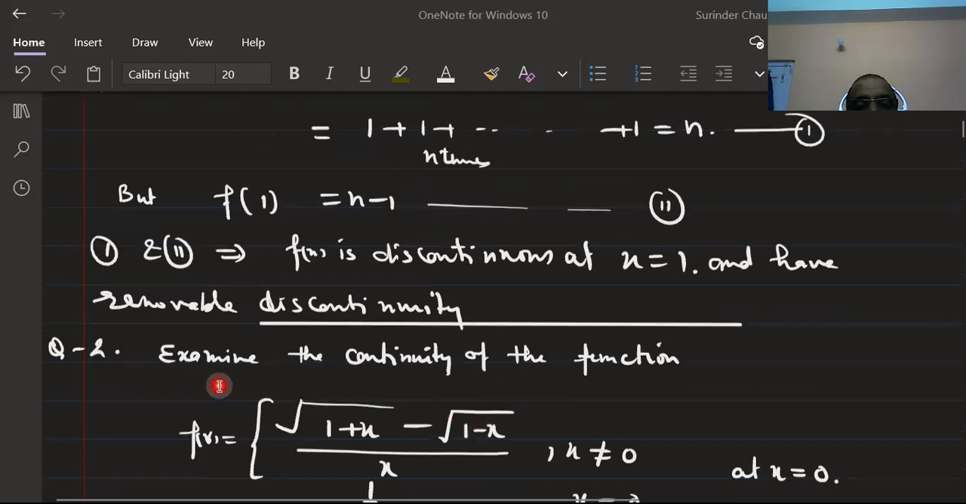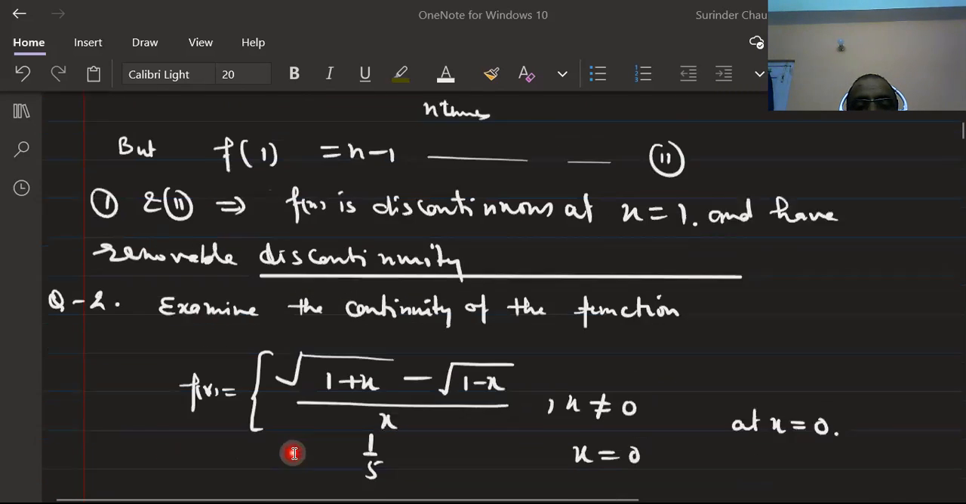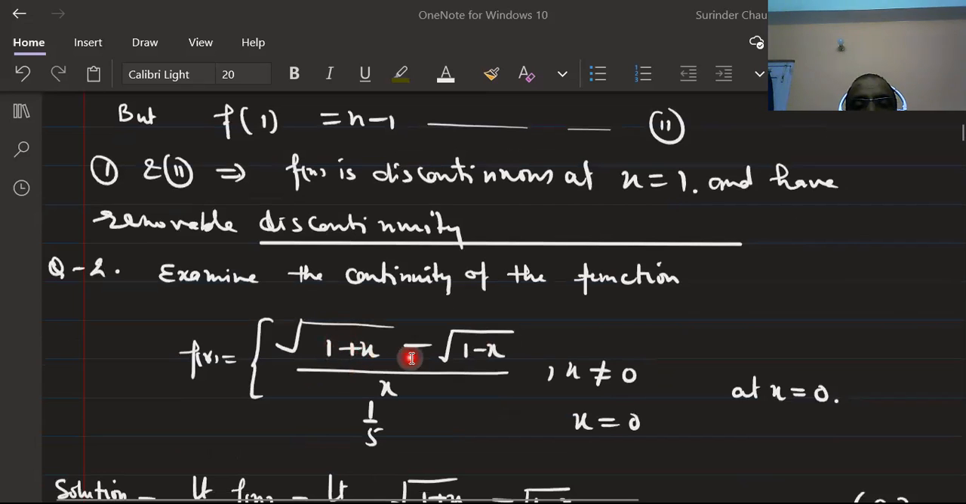Now the next question: examine the continuity of the function f(x) equal to (square root of (1 plus x) minus square root of (1 minus x)) upon x for x not equal to 0, and 1 upon 5 for x equal to 0, at x equal to 0. We will examine the continuity at x equal to 0. When x is equal to 0, f is equal to 1 by 5. When x is not equal to 0, from left and right the function is the same.